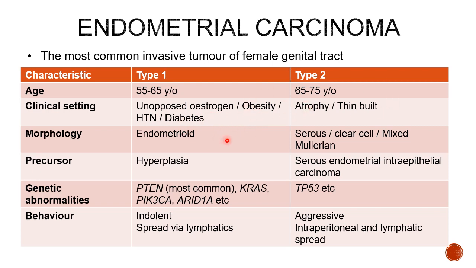The morphology is also different. For type 1, the cancer is endometrioid, which means that it resembles the normal endometrium, and that reflects the lower grade of the tumor you see in type 1, whereas type 2 has a much more high grade morphology, typically either serous or clear cell, and this is similar to that seen in the ovarian tumors.